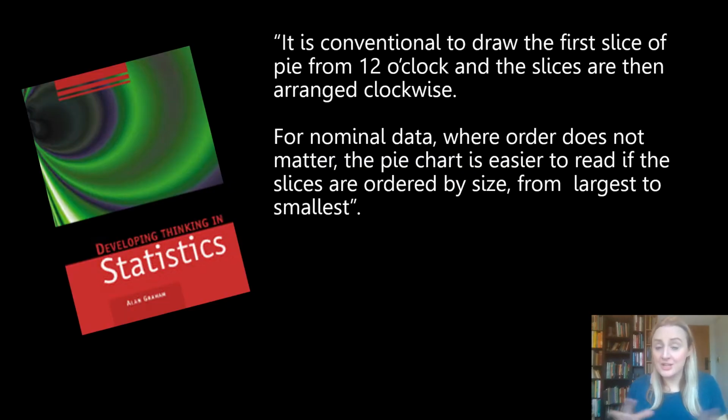Now, I've taught pie charts a number of times, and I actually didn't know there were certain conventions for how best to draw them. In the book Developing Thinking in Statistics, Alan Graham sets out some of the key rules that we should follow when drawing pie charts to optimise their usefulness. I don't know why I didn't know these things. I've taught pie charts, and I've literally never told my students that there are certain things we're meant to do when we draw them. So, for example, the first slice of pie should be drawn from 12 o'clock. I didn't even know that.